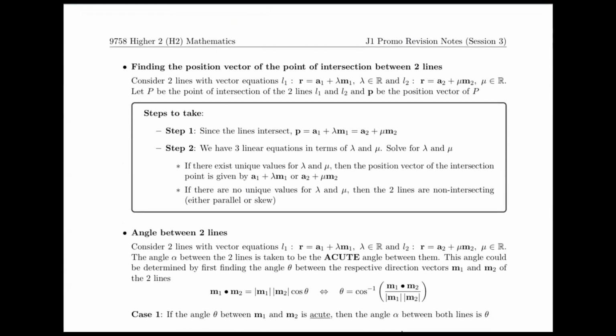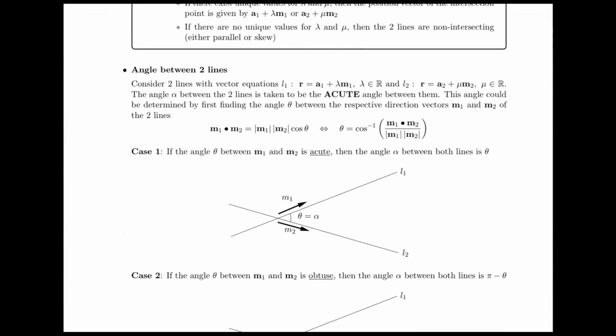Angle between two lines. Okay, for this one, the formula is this: theta equals cosine inverse of m1 dot m2 over the magnitudes of m1 and m2. Now, what are m1 and m2? m1 and m2 are the direction vectors of your lines.